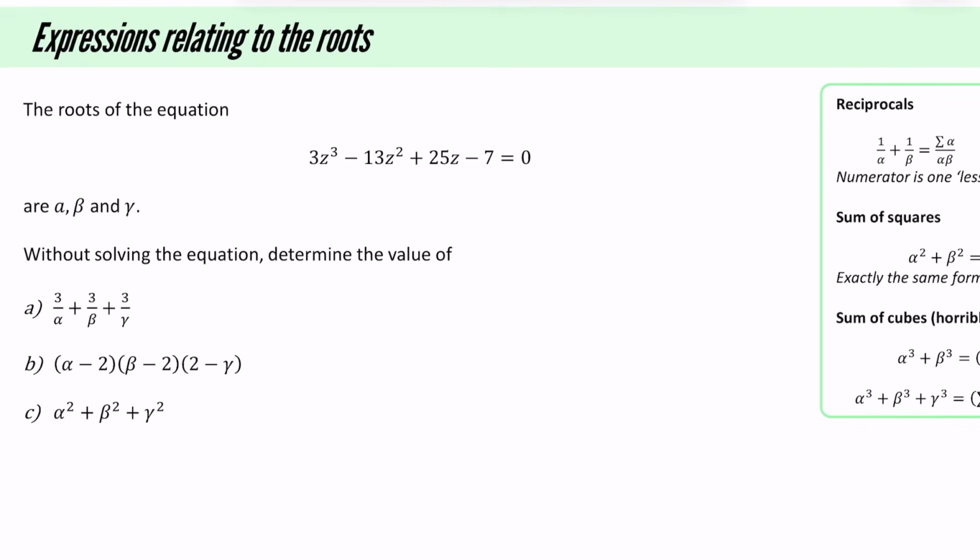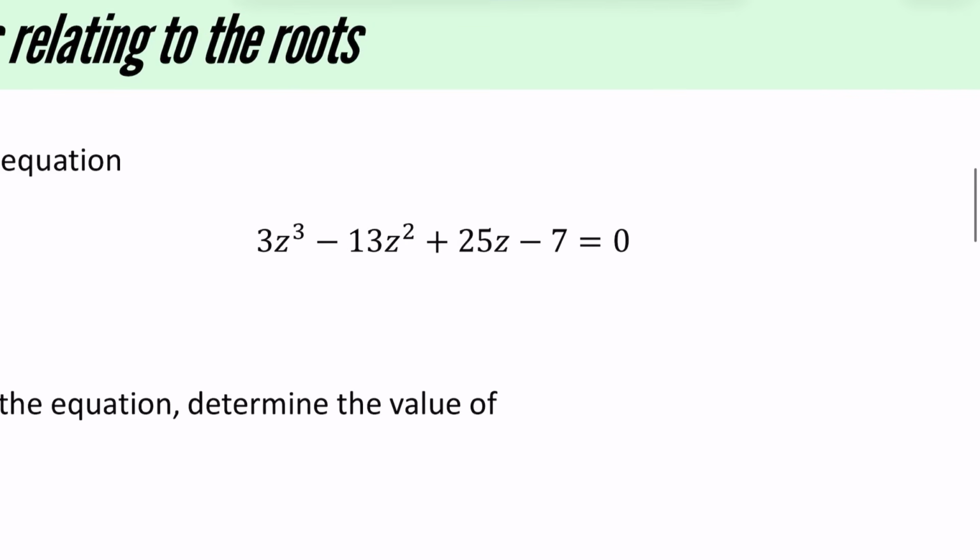So it says the roots of this equation are alpha, beta, and gamma. Without solving the equation, determine the value of this thing. Okay, we've got 3 over alpha, 3 over beta, and 3 over gamma. Well, like before, I'm going to say this one is to do with the sum of the roots. Let's just zoom in. It's the sum of the roots, the sum of the pairs, and that's alpha, beta, gamma.